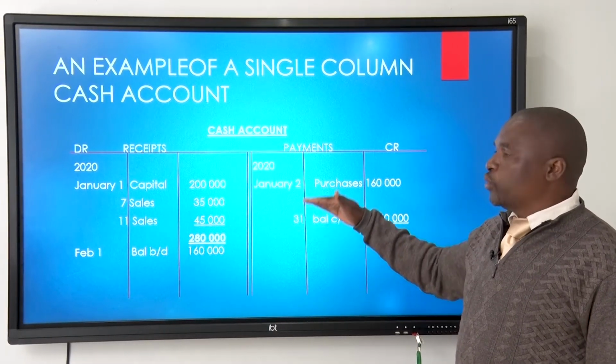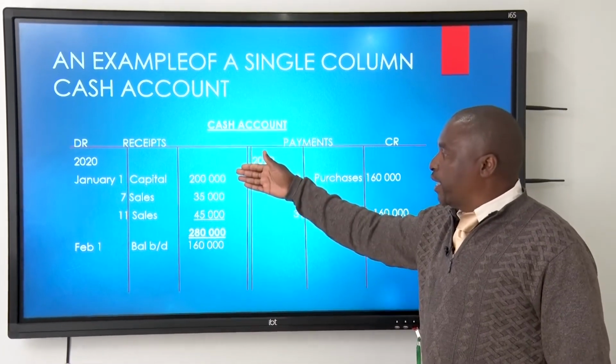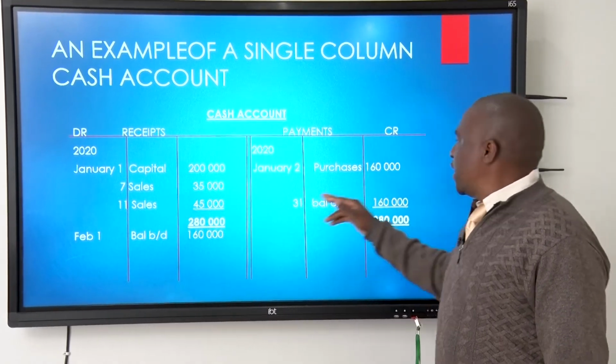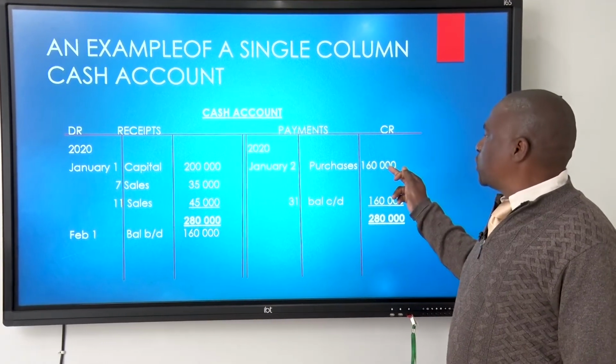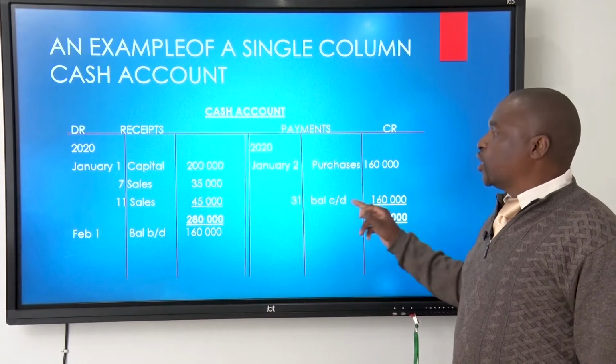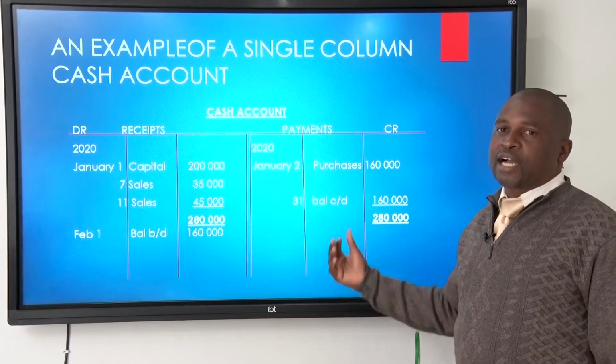But what happens now is we balance off the account. So we are going to look at all the money that got into the business, which is 280, and all the money that went out of the business, which is 160. How much remains in the cash account is 120. So that is how we balance the account. So from this account, we have balanced the account.